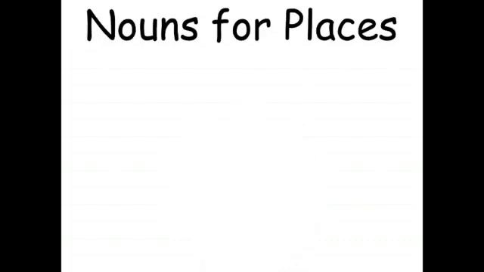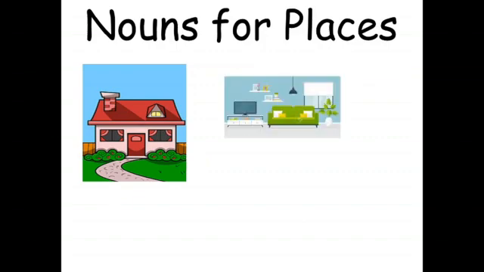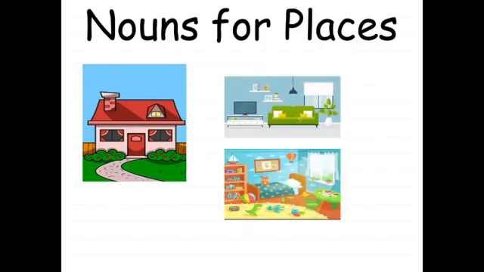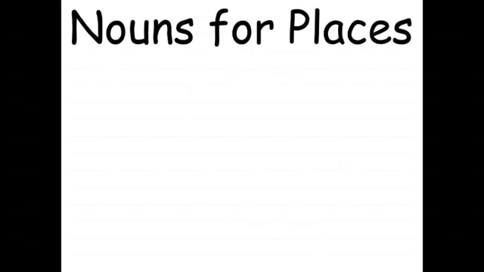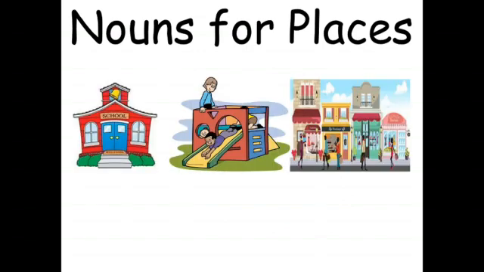Names of places are also nouns. Are you sitting at your home, in the TV lounge, or in the bedroom? So, your home is a name of a place and it is a noun. Even in your home, there are names of rooms and those names are nouns. Some other places: school, playground, shopping mall. All these words are used to name places and they are nouns.